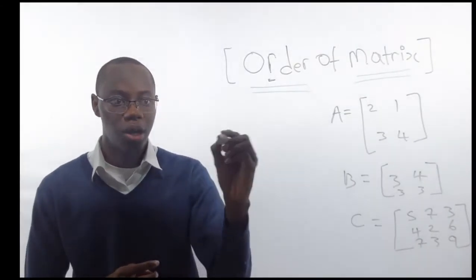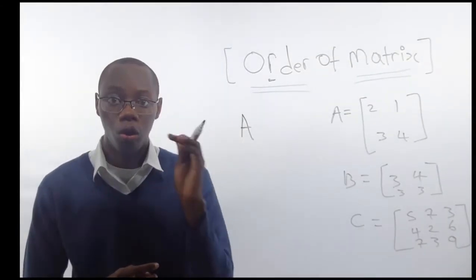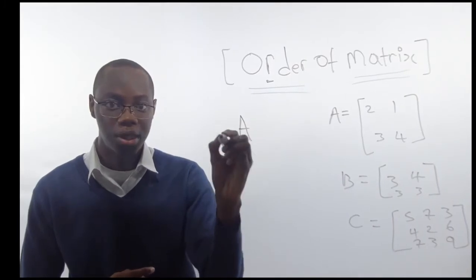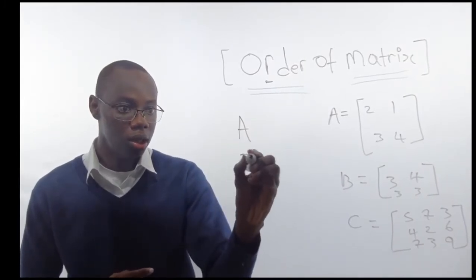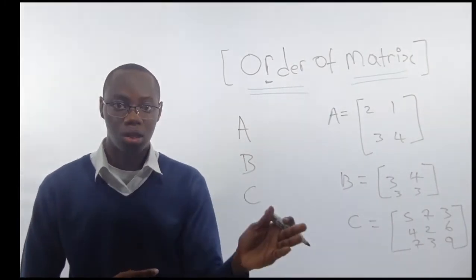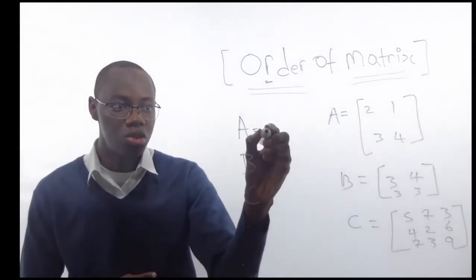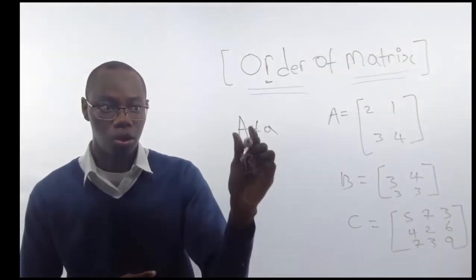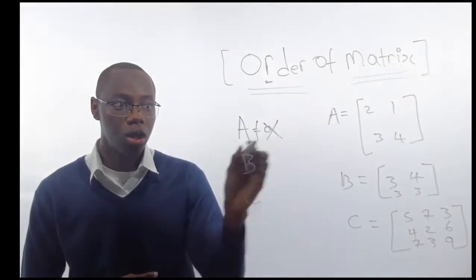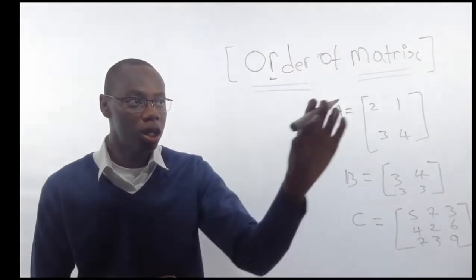So, I forgot to tell you, matrices are always denoted by capital letters, like capital letter A, B, or C as represented. So you can't write a matrix in small letter. That's wrong. You can't write a matrix like that. That is wrong. So how do we read the order of a matrix?